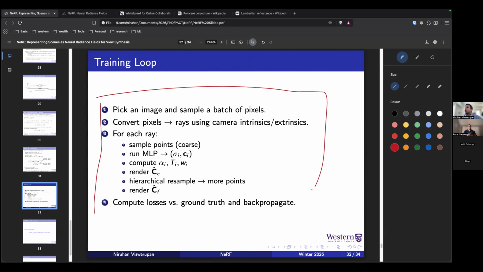So this is the training loop. You pick an image, sample a bunch of pixels, and convert pixels to rays using camera intrinsics and extrinsics.